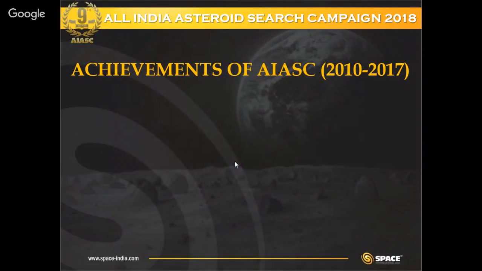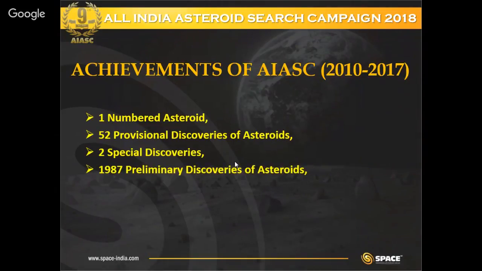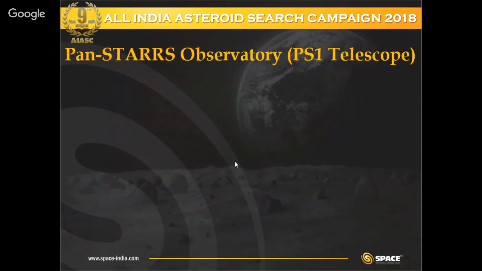Now, what have been the achievements of All India Asteroid Search Campaign till date? One numbered asteroid. I will tell you the meaning of these terminologies later. 52 provisional discoveries of asteroids, 1987 preliminary discoveries of asteroids, 62 NEO confirmations, 1636 NEO observations.